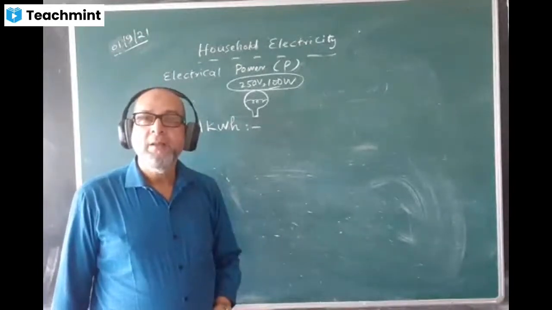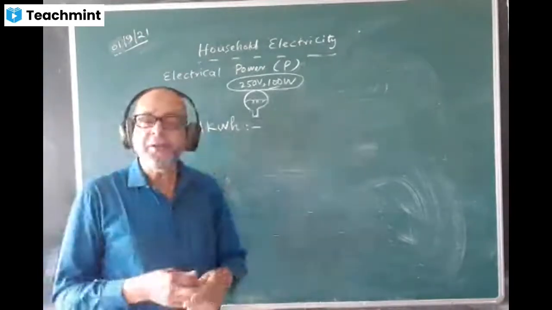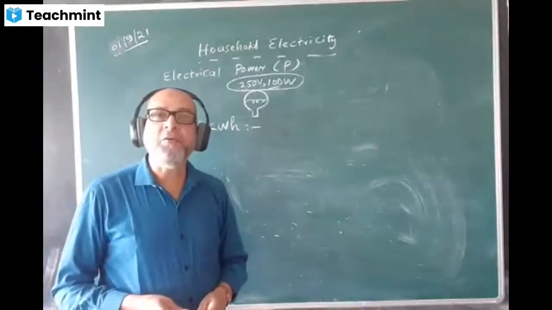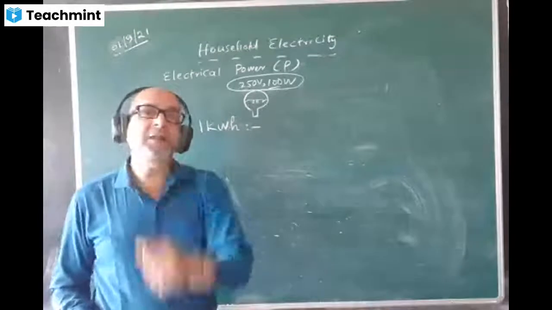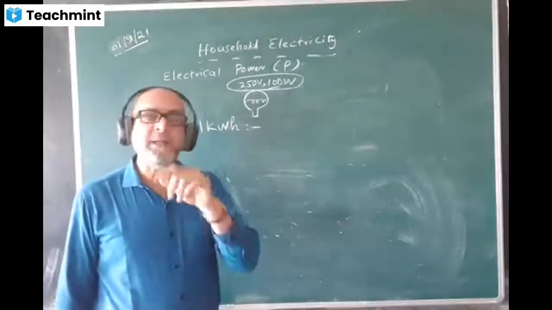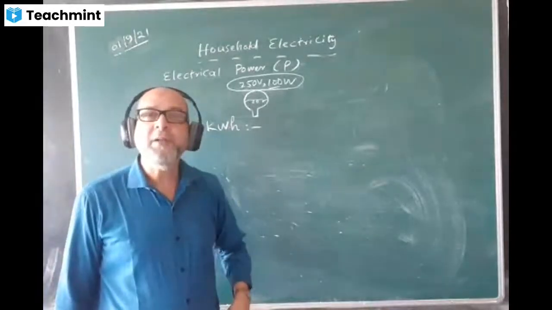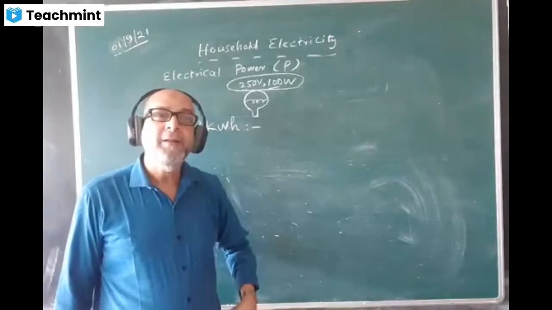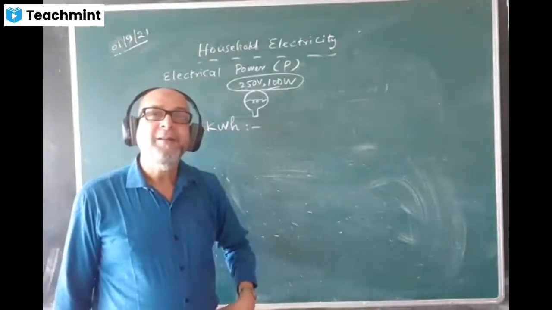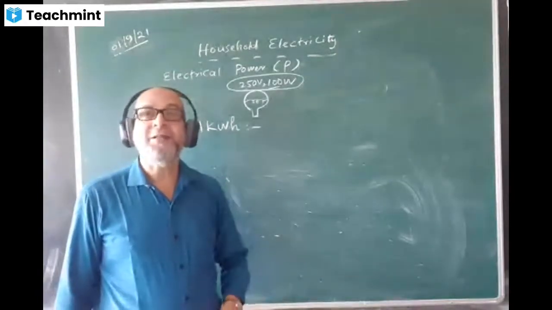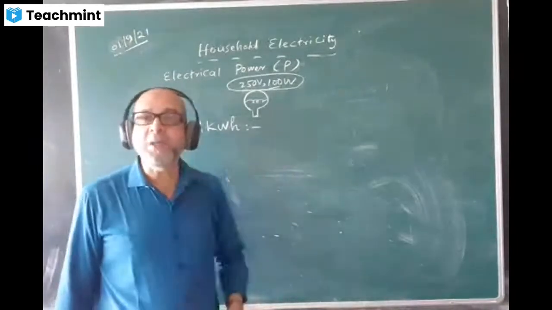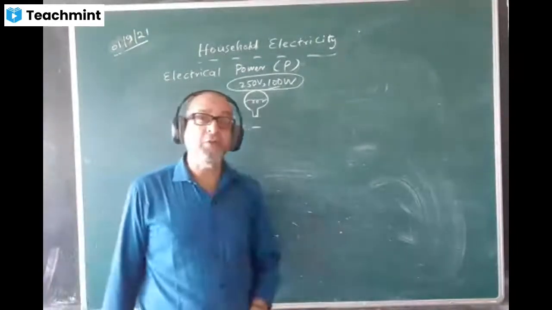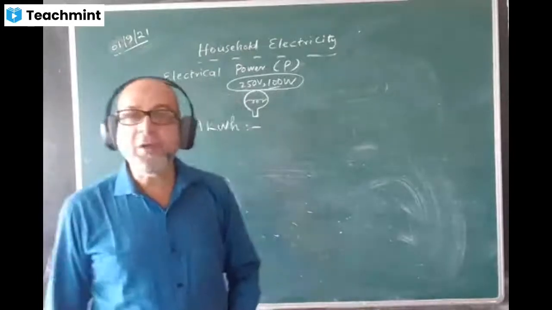Suppose we are having an electric heater of 2000 watts. For how many hours can we use it to consume electrical energy of 1 unit? Half an hour. 2000 into half will give us 1000 watt hour. Yes, half an hour we should use. Very good. I think you understood it well.